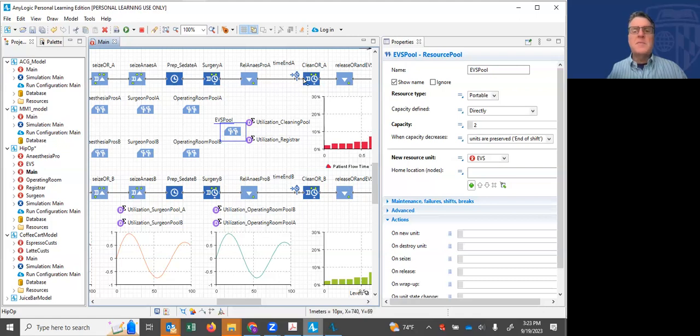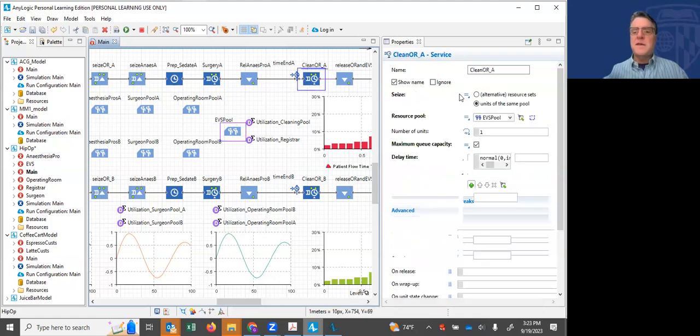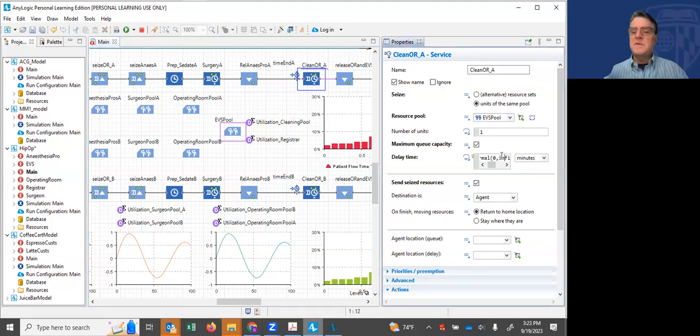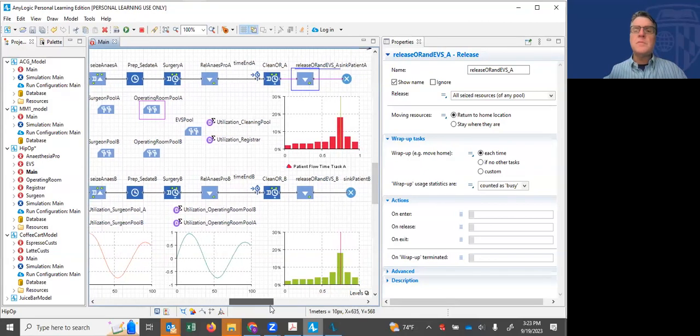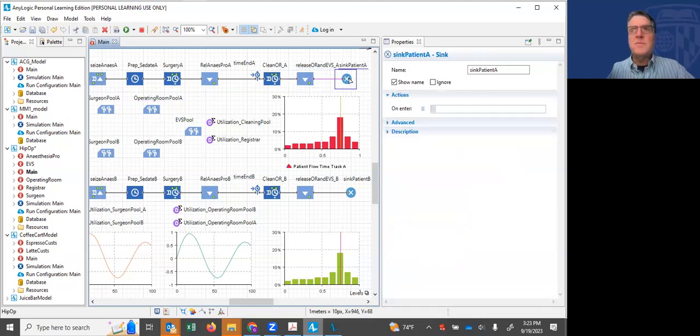And that cleaning process takes a mean, it's again normal with a mean of, let's see what it is, 15 and a standard deviation of 5. We will then release the OR and I guess we don't have any attached resources, the only one now really is the OR and EVS, but the EVS would have been released actually back here. So everything's released, and then we dispose of this virtual patient that's gone through the cleaning process as well. All right, so this is in essence how the model works.